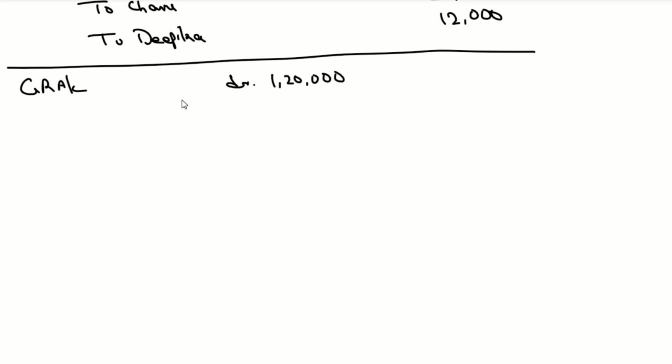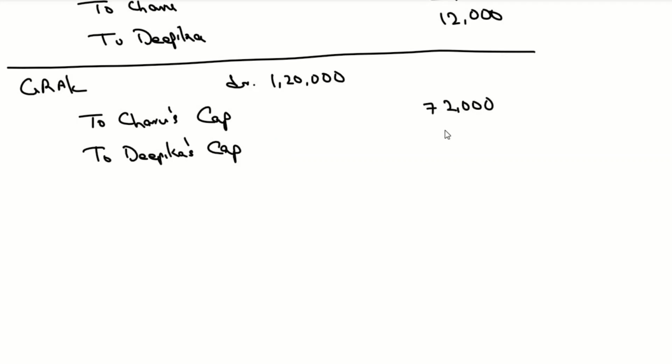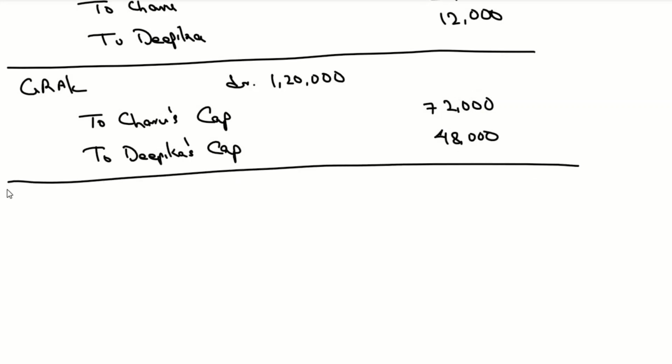1,20,000 and that towards partners' capital, to Charu's capital, to Deepika's capital. Then the old profit sharing ratio is 3:2, so it is going to be 72,000 and 48,000. Now the P&L account has a debit balance, so partners' capital has to be debited.